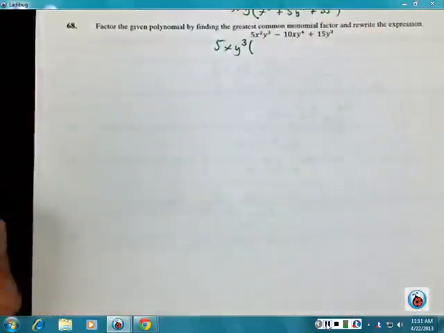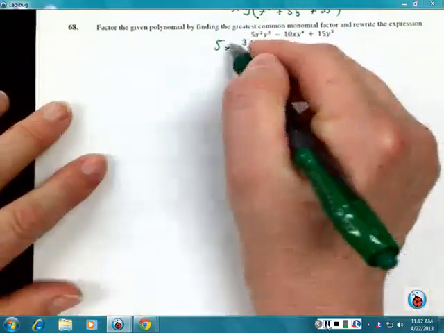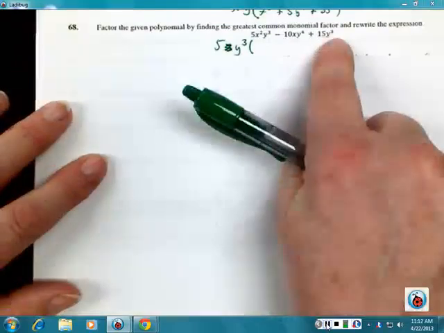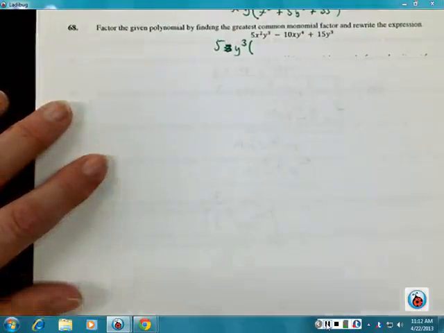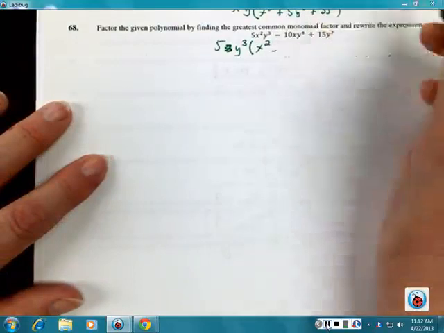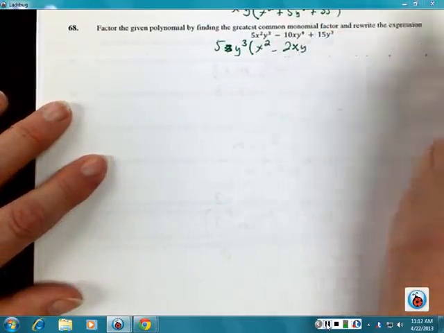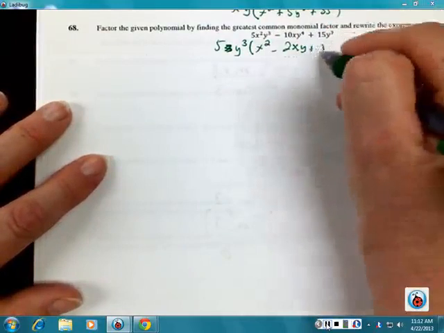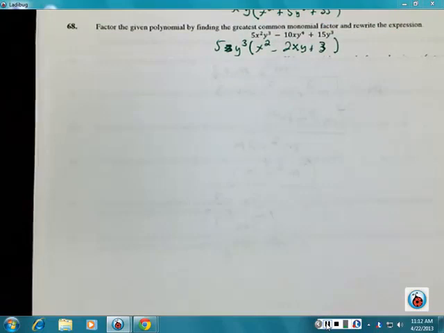So what's left under here? Can I pull out an x? No, the last term doesn't have an x, so I can't pull out an x. So then what do I end up with? x squared, 2x times y to the second power, y to the first power, and then plus 3y. Those y's disappear. That's all I can have. Can I do anything else with that one? No.